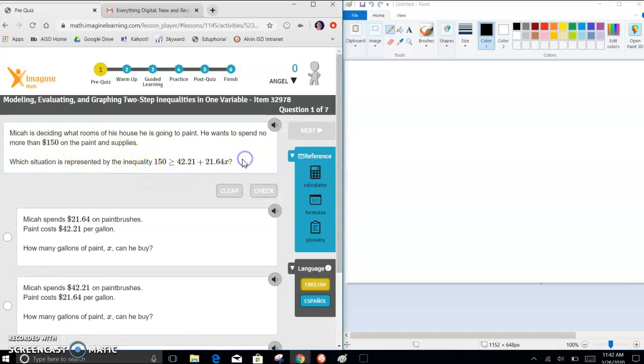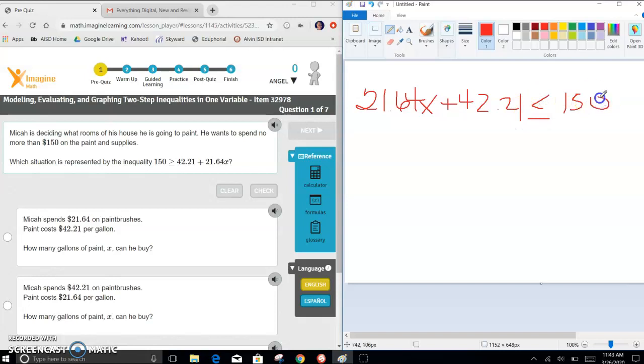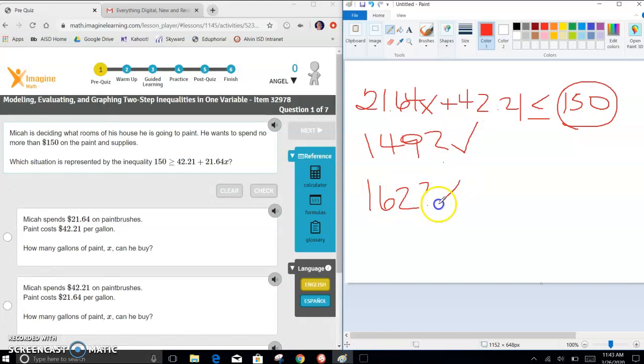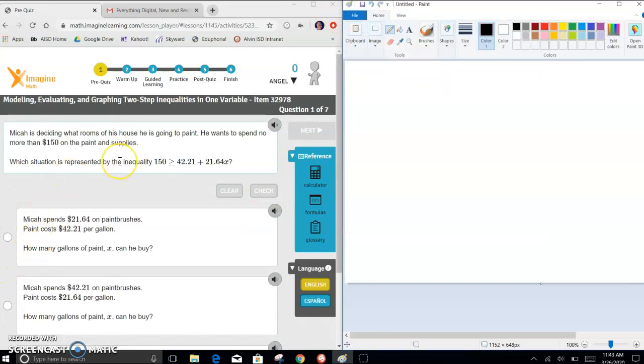This right here is my inequality. I can rewrite that as, watch what I do, 21.64x plus 42.21 is less than or equal to 150. That means I don't want to go above 150. Can I spend 149? Yes. Can I spend 162? No. Okay. So let me start over. So I want to figure out what this means.